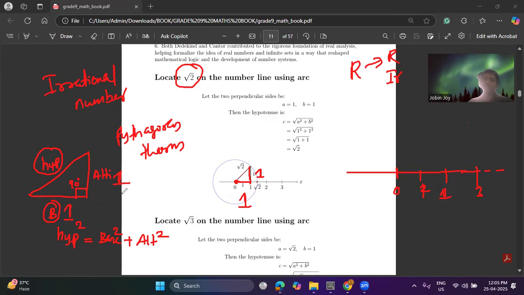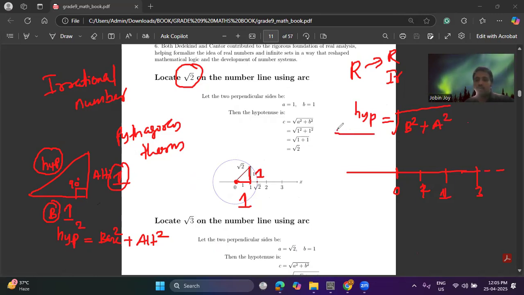What is the value of the base? Base is 1, altitude is 1. So hypotenuse square equals base square plus altitude square, or hypotenuse equals the square root of base square plus altitude square. Base is 1, so that is the square root of 1 square plus 1 square. The square root of 1 square is 1, so 1 plus 1, square root of 2. So the value of the hypotenuse is root 2. Understand? This side is root 2.